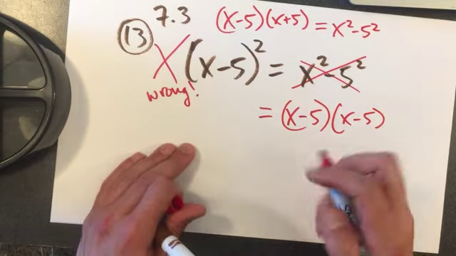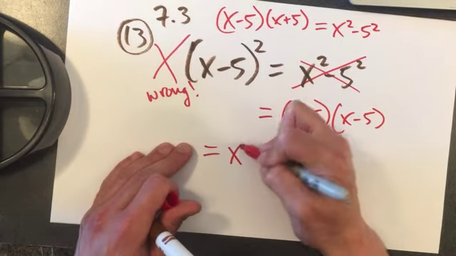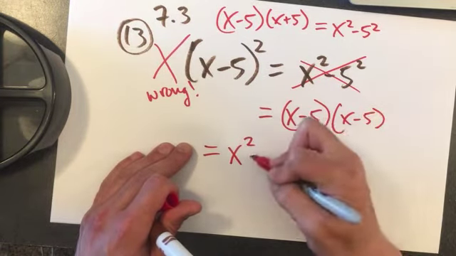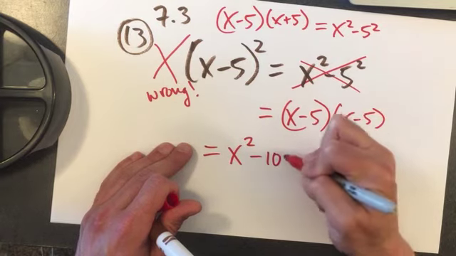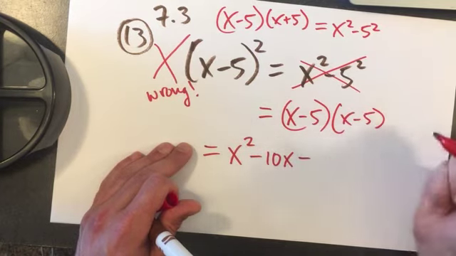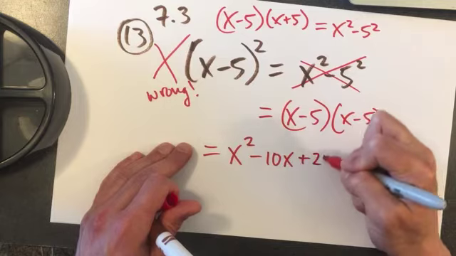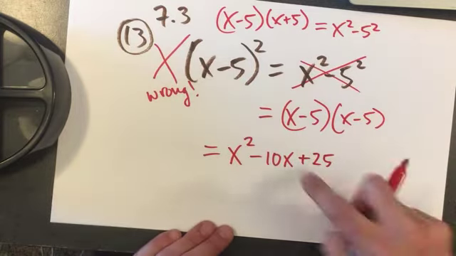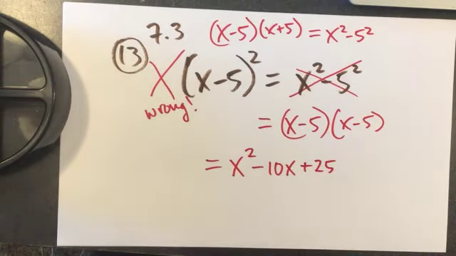So it's going to equal, and you can verify this using the FOIL method, x squared minus 10x plus 25. And you want to be able to get this? You can check my previous work if you have more questions. Well, that's it for the new section.